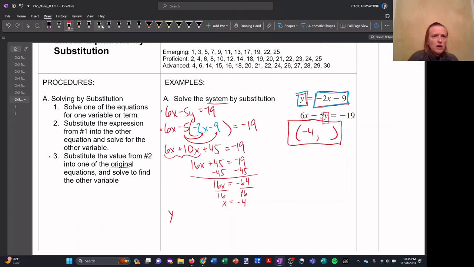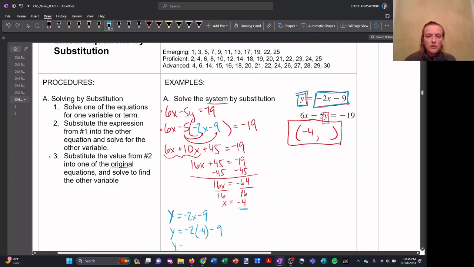So let me do this in a new color just to keep track of where we are. y equals negative 2x minus 9, but I know that my actual value for x is negative 4. So I'm going to plug negative 4 in here, and then I'll subtract 9. Please be careful when you substitute values. Negative 2x, that's a multiplication problem, negative 2 times x. So when I plug my negative 4 in here, I write the negative 4 in parentheses so that I remember it is a multiplication problem. I don't want to accidentally subtract 4. I want to multiply by negative 4.